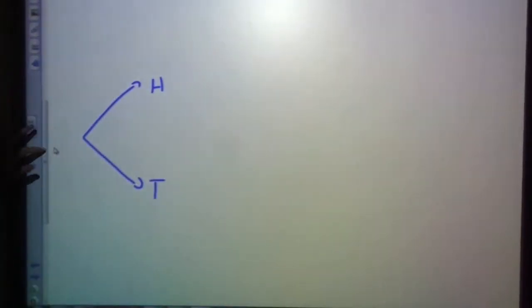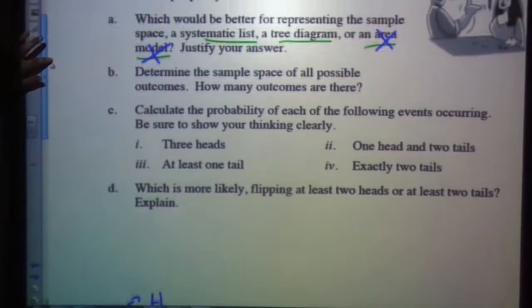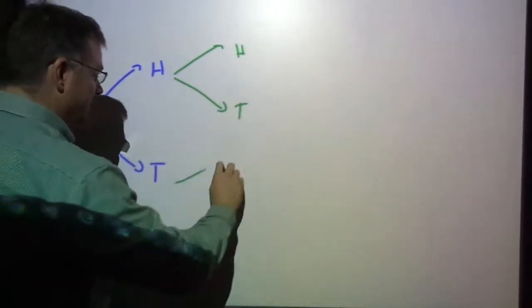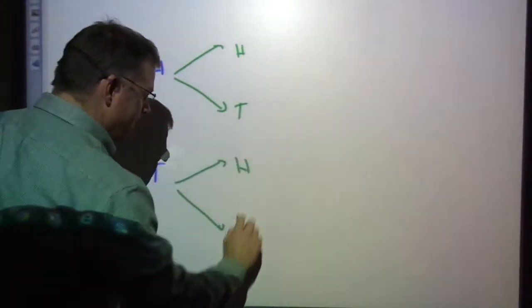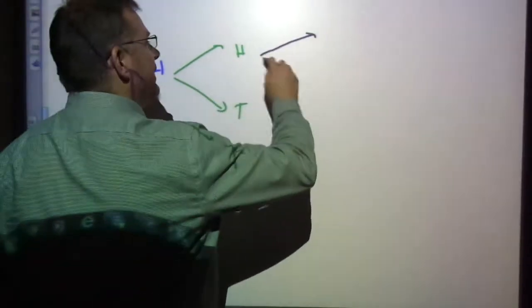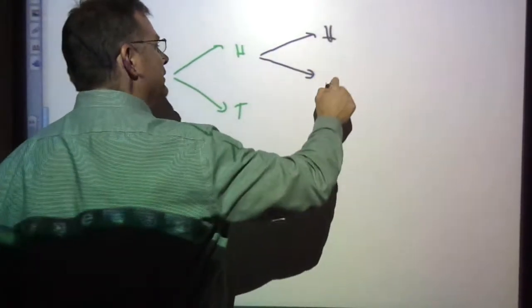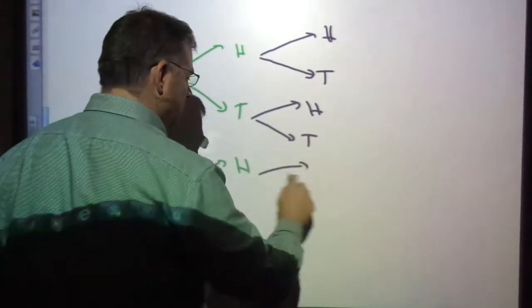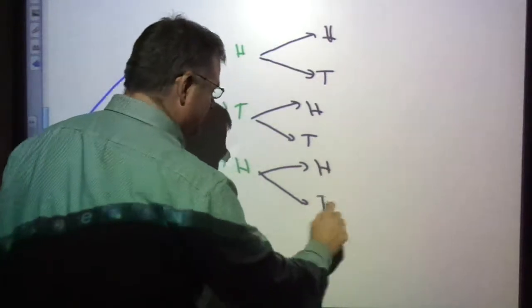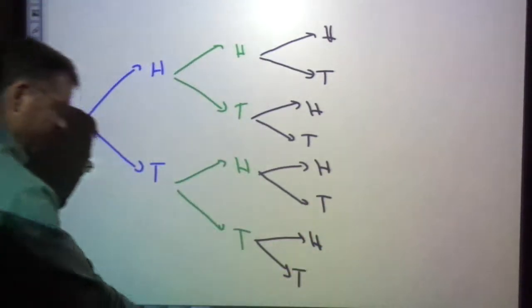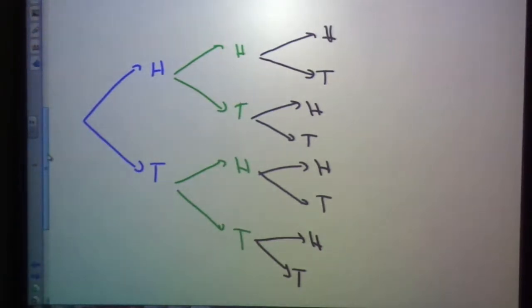Then we will flip the nickel. The nickel could be heads, or the nickel could be tails for each of these. Then we'll flip the dime, and the dime could be heads or tails. That's a terrible H. Heads or tails. The dime here could be heads or tails. So the dime is in black, the nickel's in green, the penny's in blue.